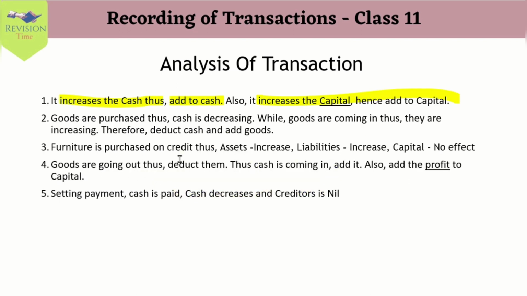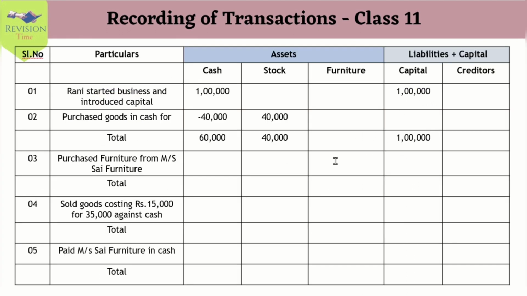Here, furniture is purchased on credit basis, thus asset increases. There's one add-on of asset. Asset will increase. Our liability will also increase because creditors are on our head. We are responsible to pay them. But for capital, there is no effect. So furniture purchased for 25,000. We did not pay them in cash, so there's no effect in cash, but we are liable to pay them in future, so our creditors come into existence.